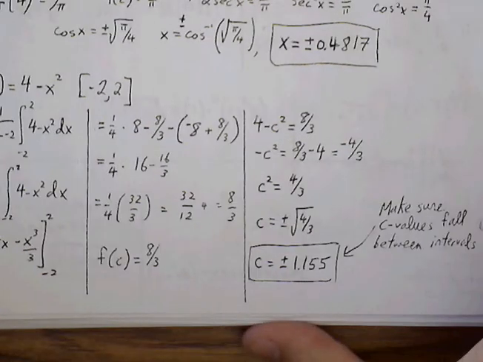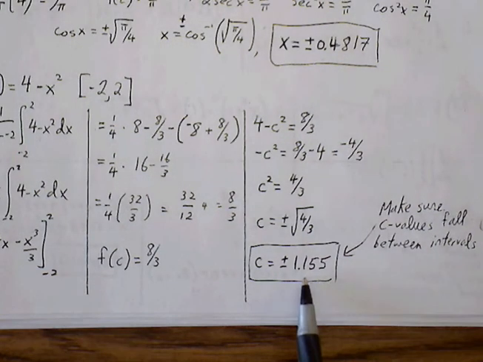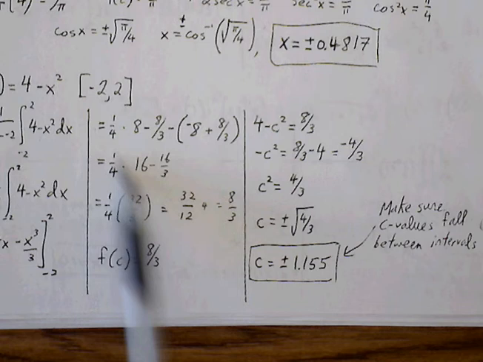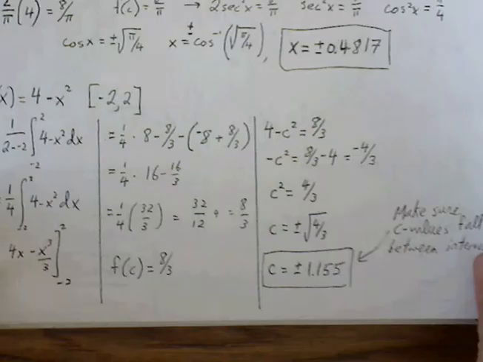We do want to make sure that our c values fall between our intervals. Plus or minus 1.155 does fall within our interval there. Okay, let's look at 49.